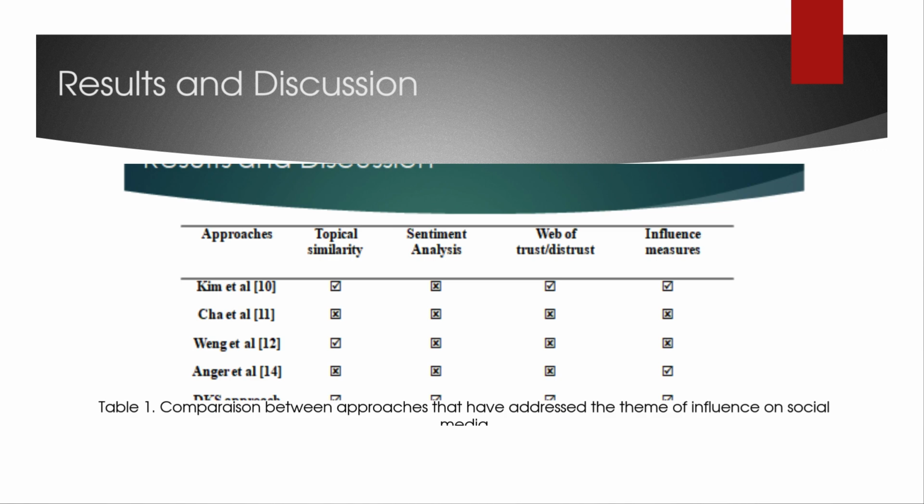Web of trust or distrust, the ability to build a web of trust and distrust and assess how influenced, connected, and distrustful users can positively or negatively affect the next generation of users who engage with them. This table summarizes the strengths of our contribution in comparison to key studies that have addressed the theme of influence on social media.